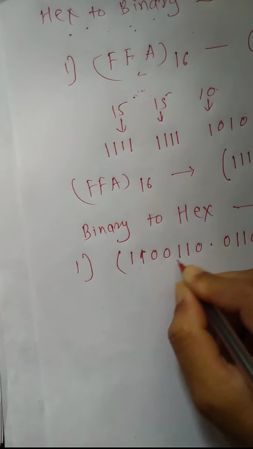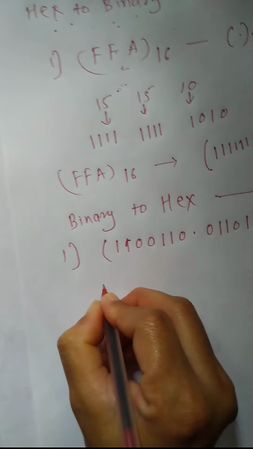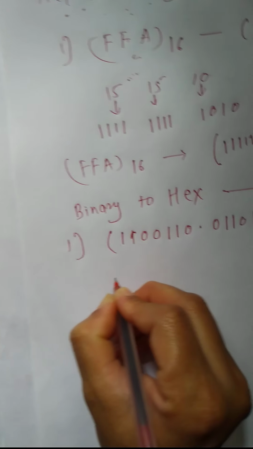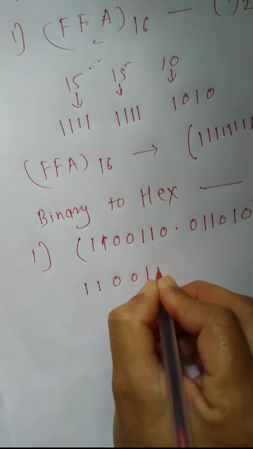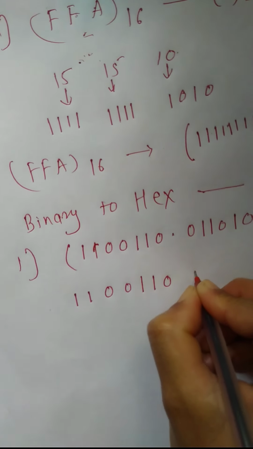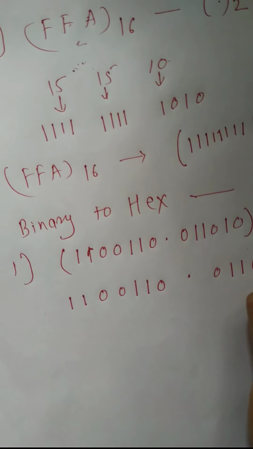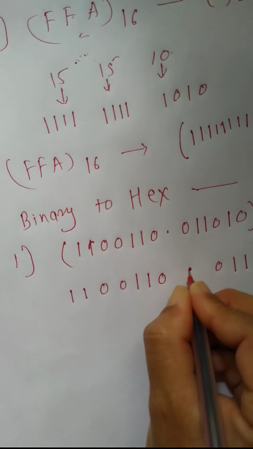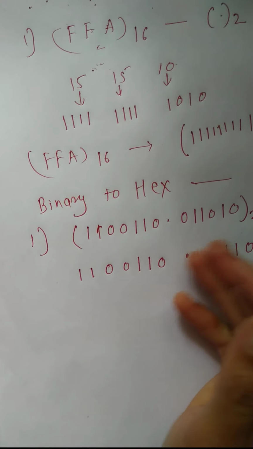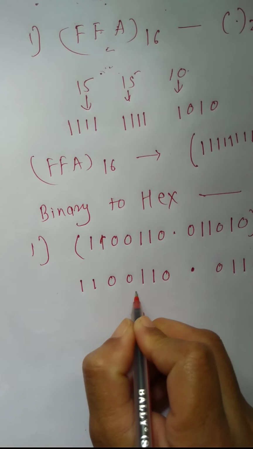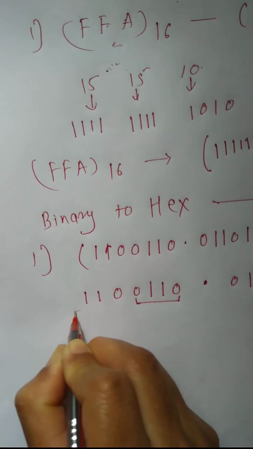The binary number 11001110.01110 is converted into hex. Group it in 4 bits. This is the radix point. From the left side and the right side you have to group 4 bits. So this is a 4-bit group. This is the first group of 4 bits. This is a 3-bit group.